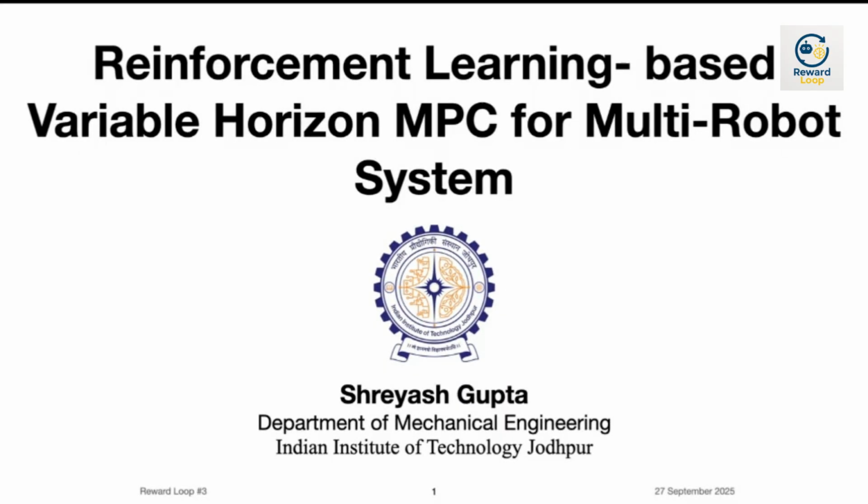One is the system, that is, we would be talking about multi-robot systems. Another part is variable horizon model predictive control. And then the third is how it is RL based. What is the role of RL in VHMPC for multi-robot systems?